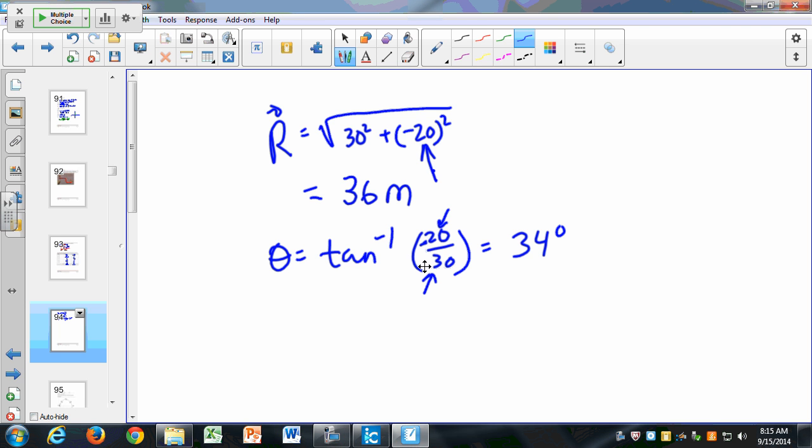But it's 34 degrees, and then you want to qualify it as below the positive x-axis. And I know that because of the way I drew it on the figure before. And also I have this negative y component up here, which puts it in that fourth quadrant.